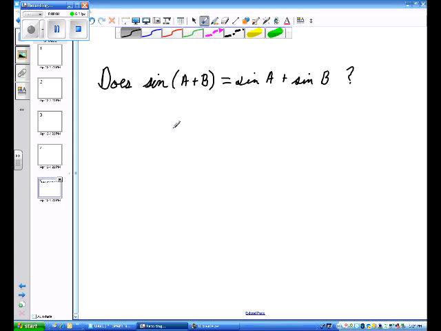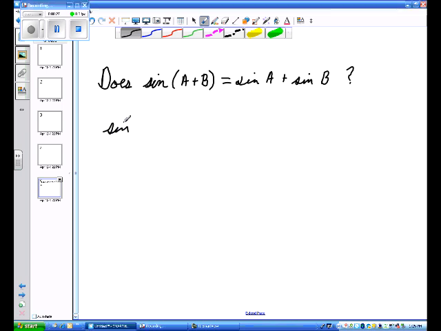In this lesson, we want to look at some questions, and the first question we're going to look at is, does the sine of angle A plus angle B equal the sine of angle A plus the sine of angle B? In other words, can we distribute the sine to the sum of these two angles? Well, let's take some angles that we know, and so let's look at the sine of 30 plus 60 degrees. And let's see, does that equal the sine of 30 plus the sine of 60?